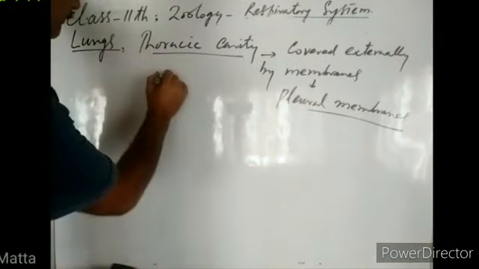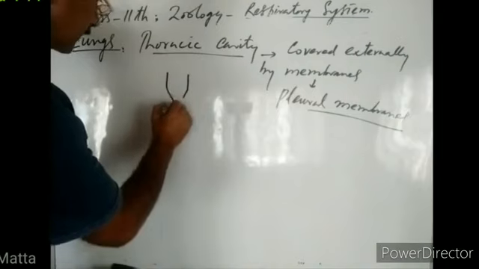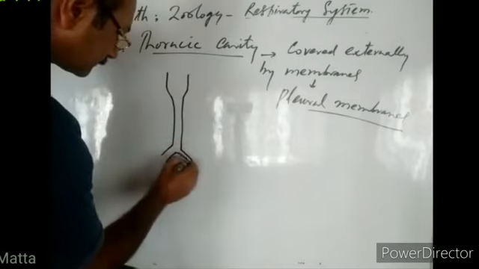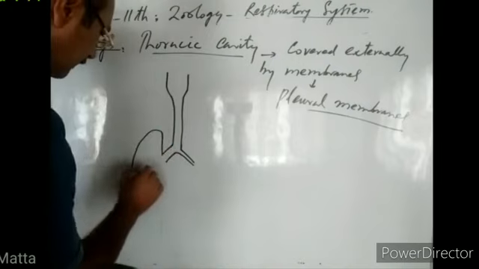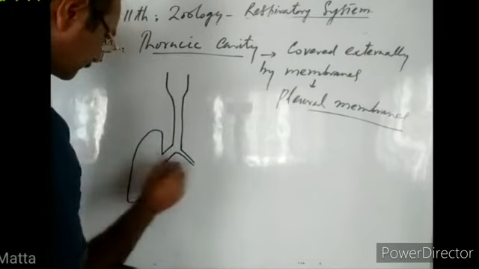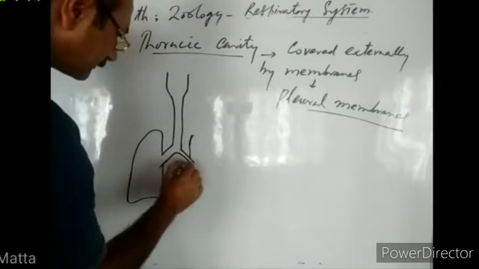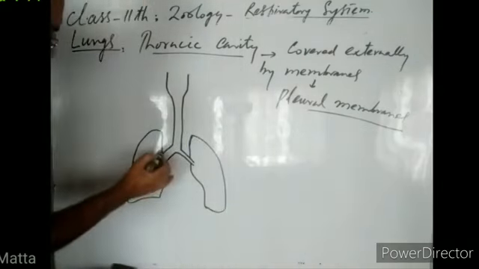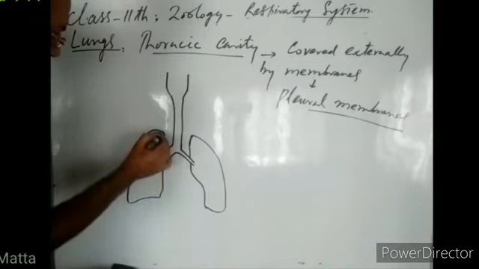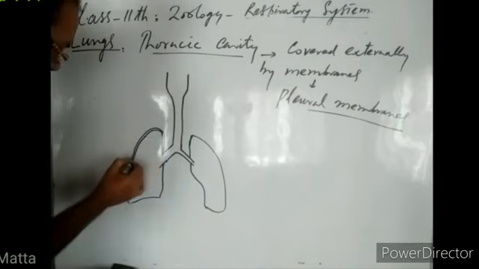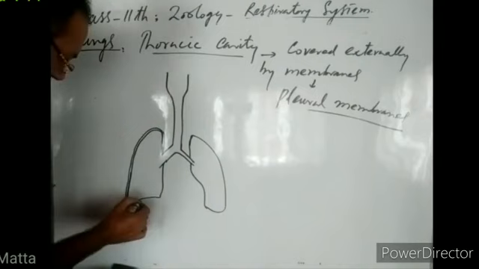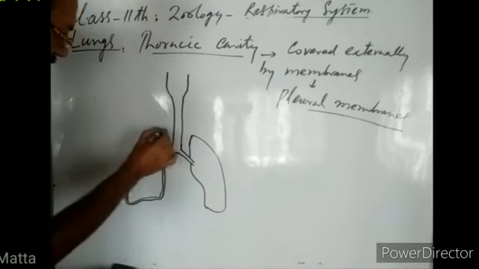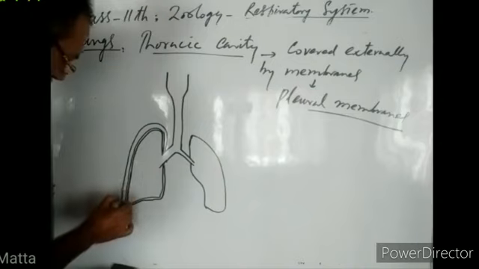So I will draw the diagram here. The larynx, the trachea. This is the right lung. This is the left lung. These lungs are covered by membranes. One membrane is just over the surface of the lung, and another is above it. So there are two membranes around each lung.